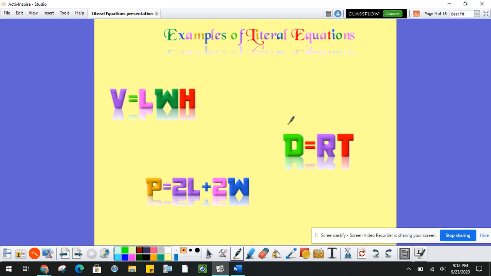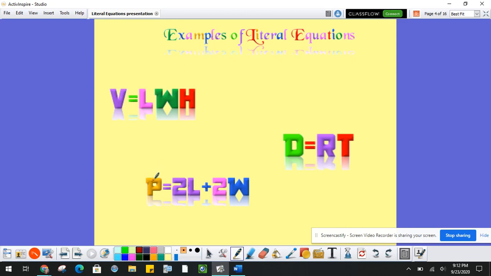Here's another example, D equals RT. This stands for distance equals rate times time, like that mile per hour question from your test. If you are going 30 miles per hour, which is your rate, for 3 hours, 30 times 3 would give you your distance, which is D. So this is another equation where I have 3 variables, D and R and T, but it stands for something that we actually use. Here's a third example.